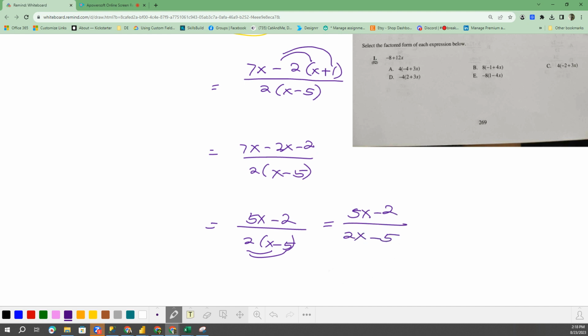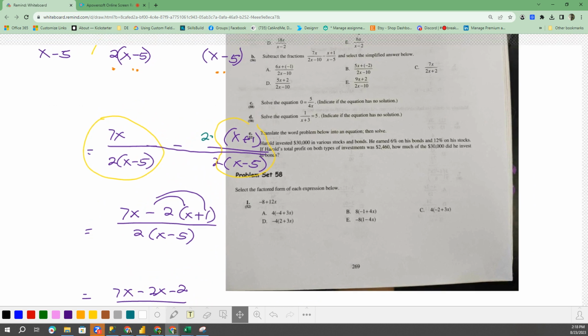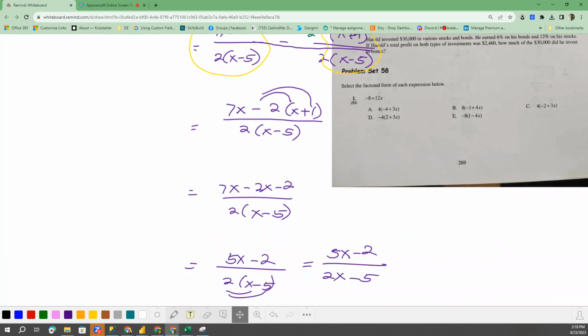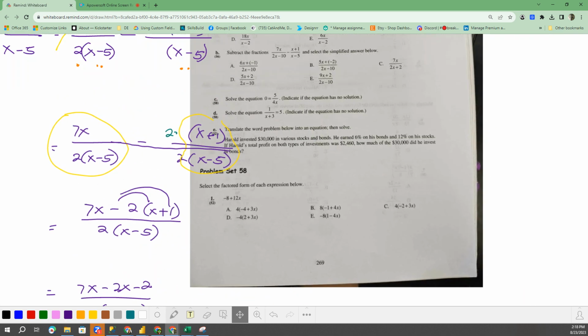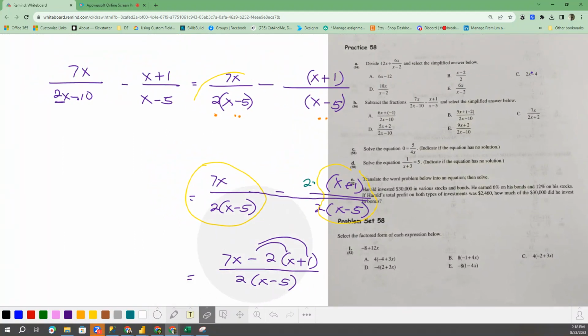Now, are they the same? They have the same numbers, but they're not really the same. Okay. So 5x minus 2 over 2x minus 5. Let's see if we have that. 5x minus 2 and 2x. Oh, oopsies. When I multiply this, 2 times x is 2x, 2 times negative 5 is negative 10. Okay, I forgot how to multiply. All right, so you should be able to find your answer there.